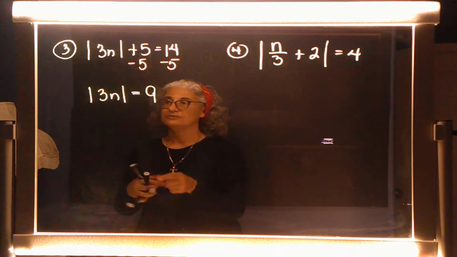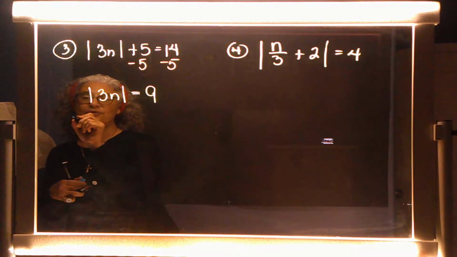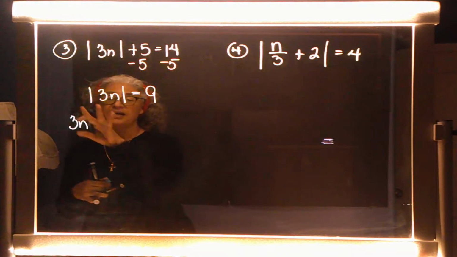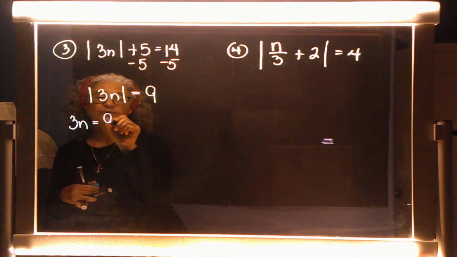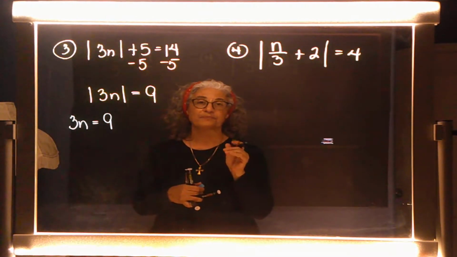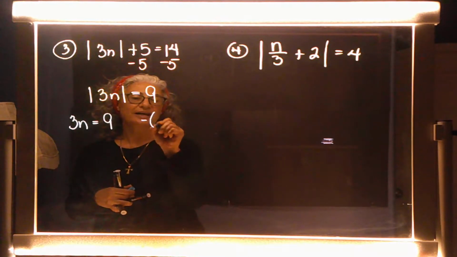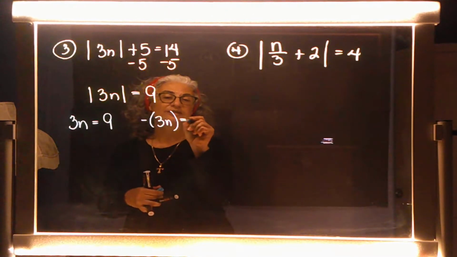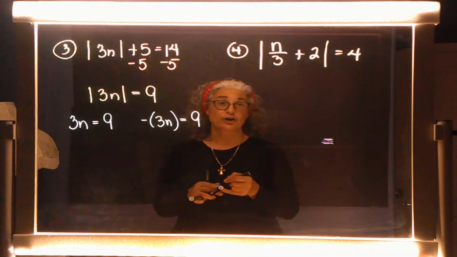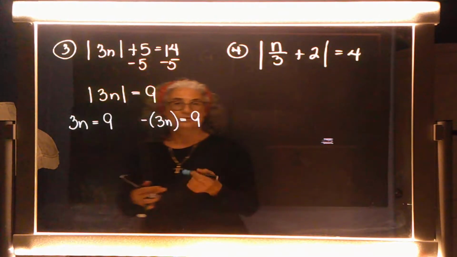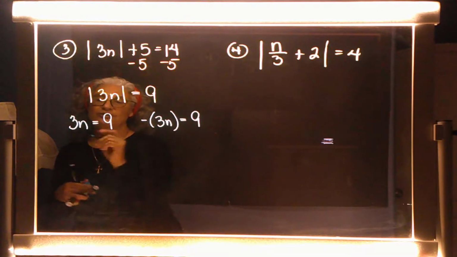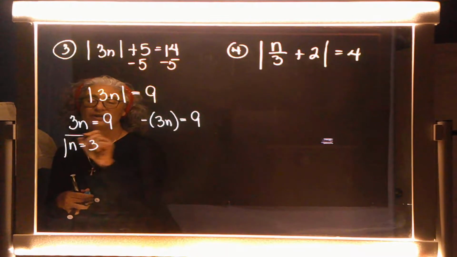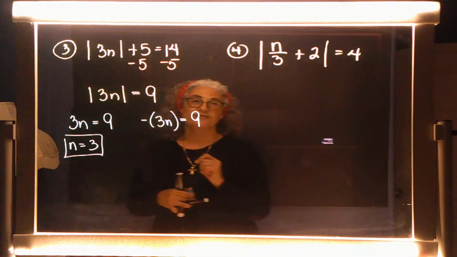Okay, so in this case, I know that the number inside is a positive, so there's my positive 3n, and when I take its absolute value, it should equal a 9. Agreed? But I also know that the number inside the absolute values could be negative. And then when I take the absolute value, it's still supposed to equal a positive 9. Agreed? Okay, so let's solve. Here, good, divide both sides by 3, so I get n equals 3. There's one answer.